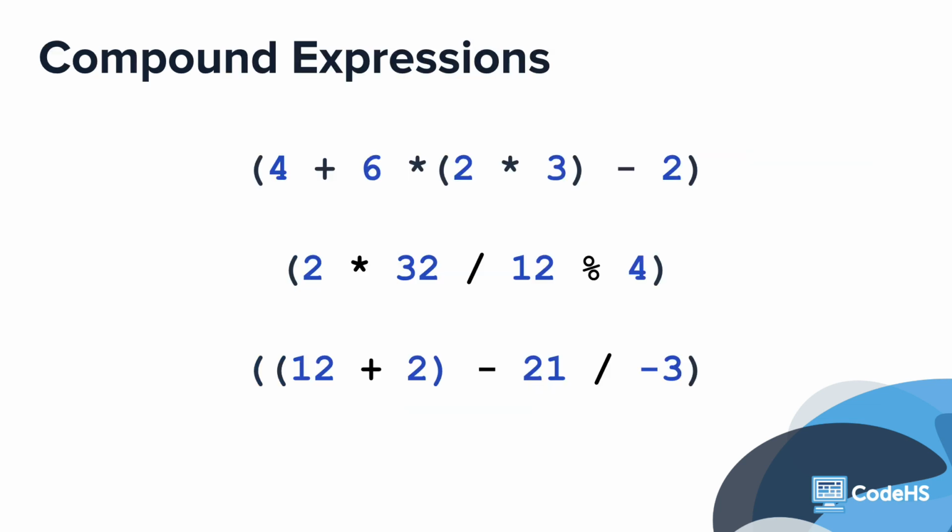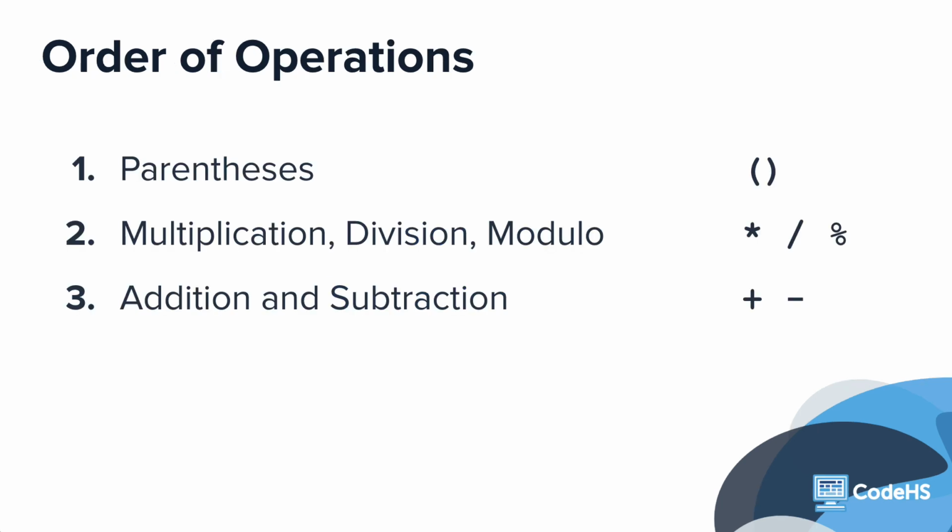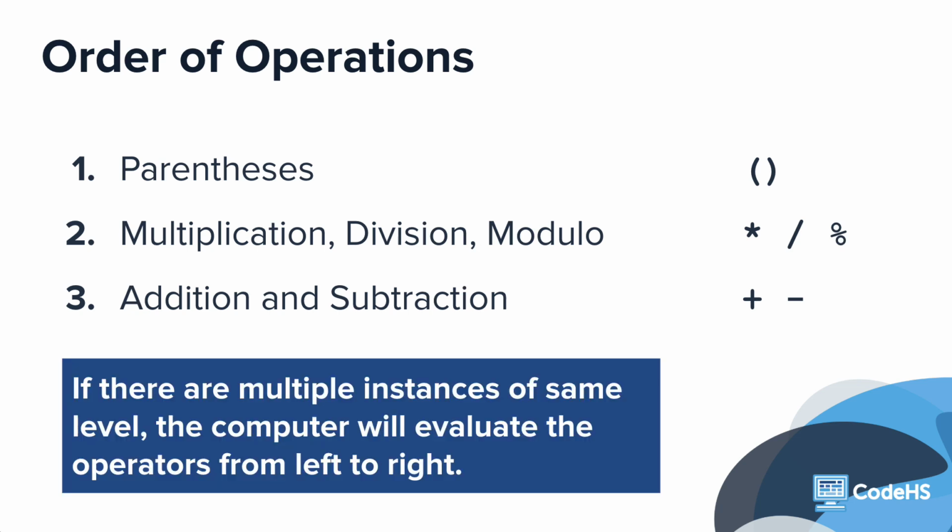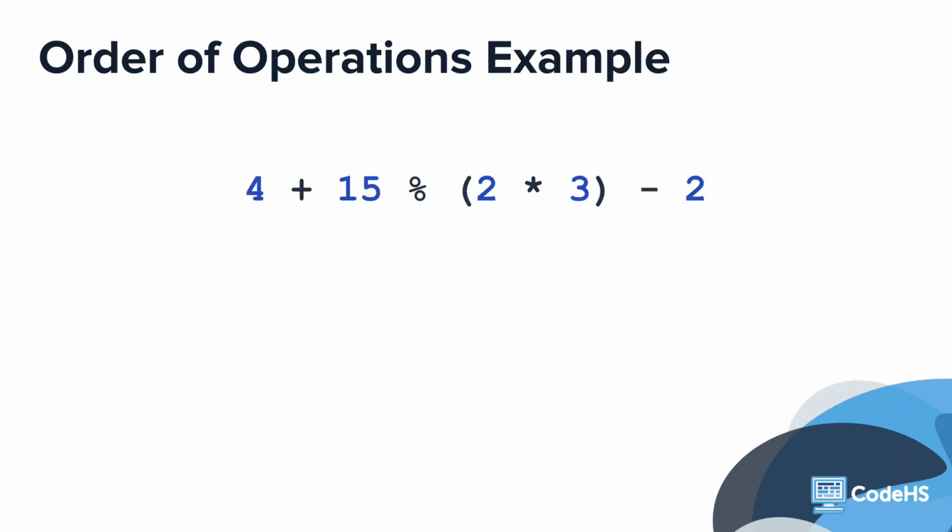You can combine operators to create compound expressions as well. When it comes to a complex expression, Java relies on the order of operations to determine how to evaluate the expression. Just like in standard mathematics, parentheses are completed first, followed by any multiplication, division, and modulo. Last comes addition and subtraction. Just like in math, if there are multiple instances of the same level, the computer will evaluate the operators from left to right. Here you have a complex expression with multiple operators. Take a moment to pause the video. Using the order of operations, what will this expression evaluate to?